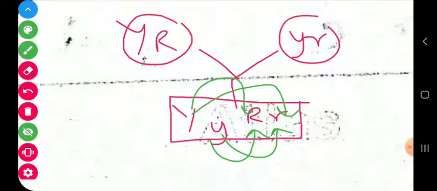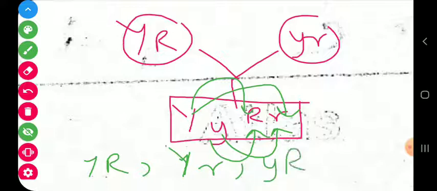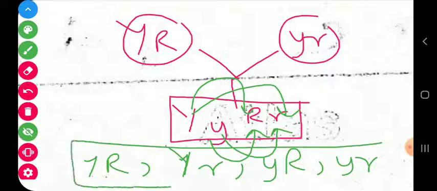What do you get? You get capital Y capital R, capital Y simple r, simple y capital R, and simple y simple r. So you get four types of gametes here, don't you? This is independent assortment of alleles, but earlier we saw dependent assortment of alleles.